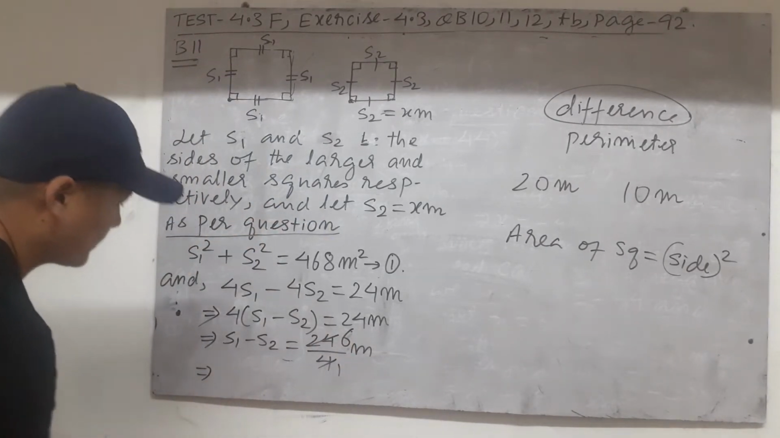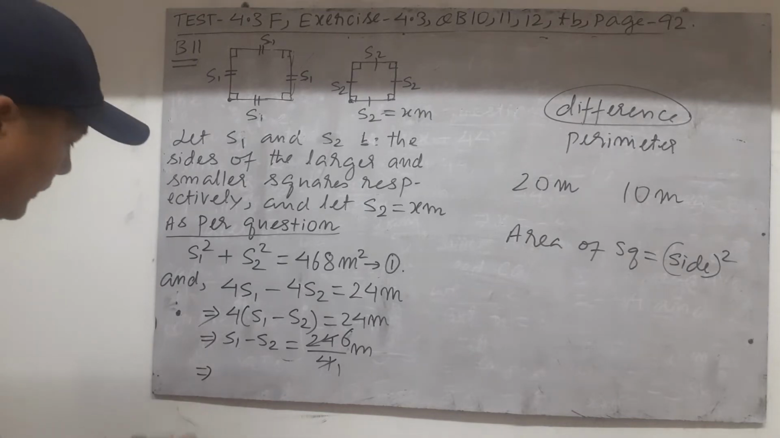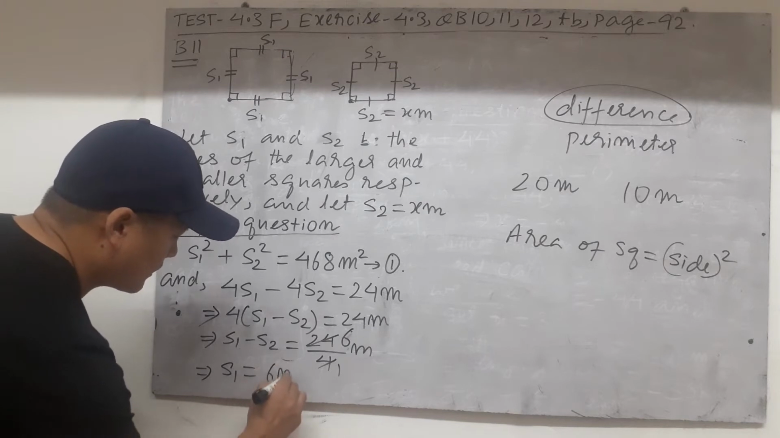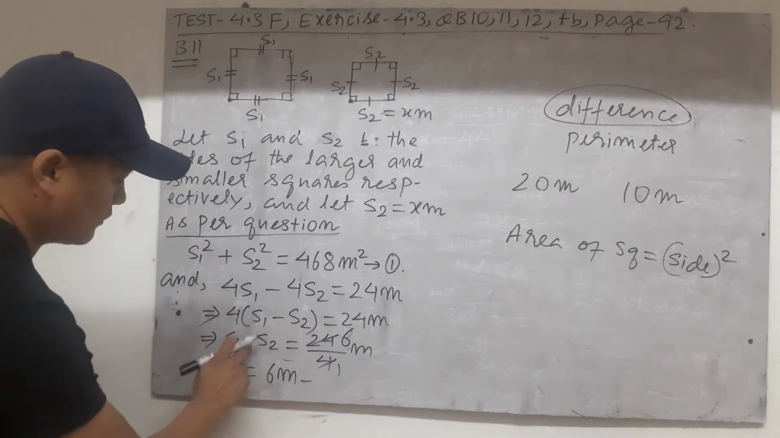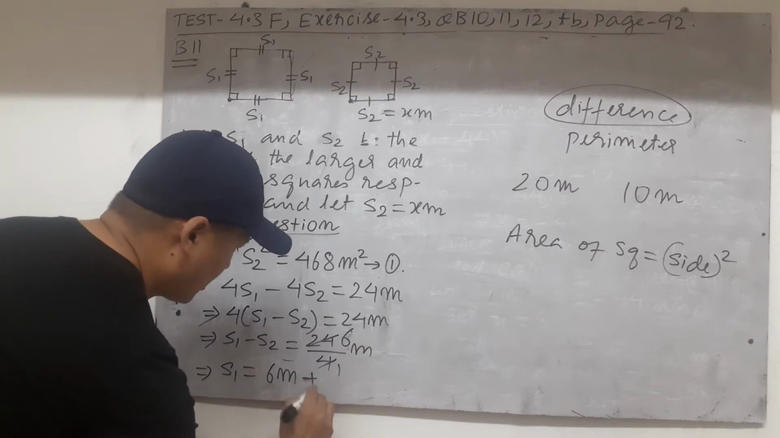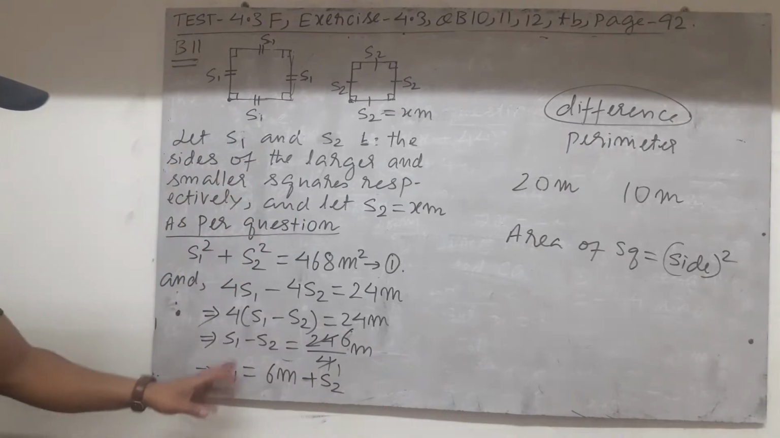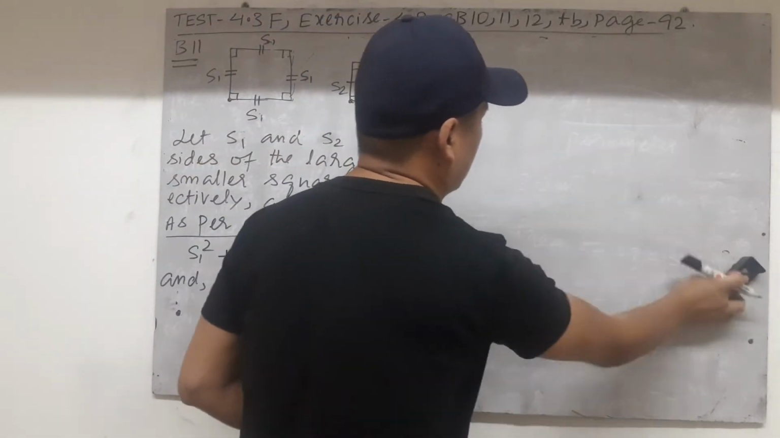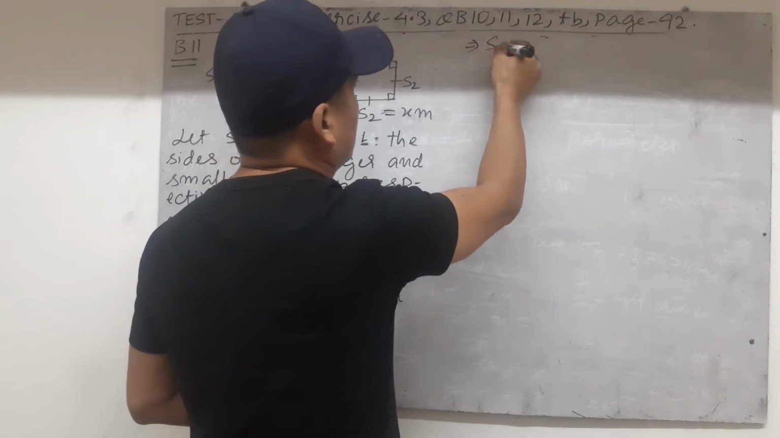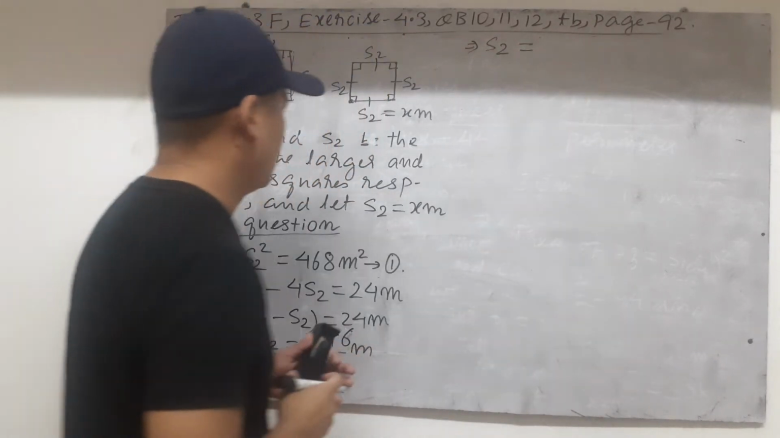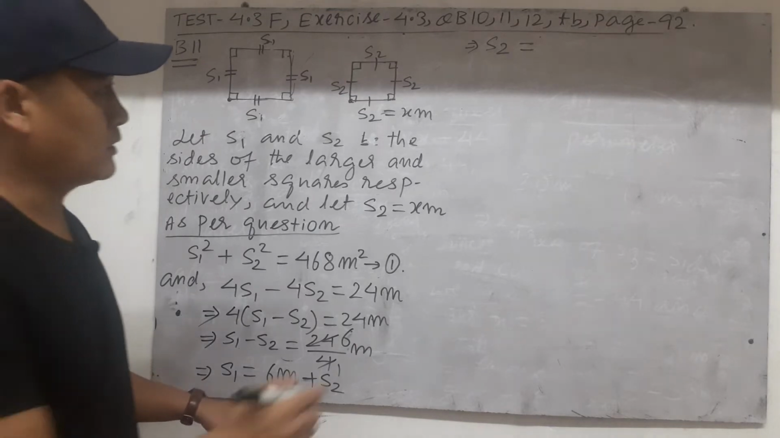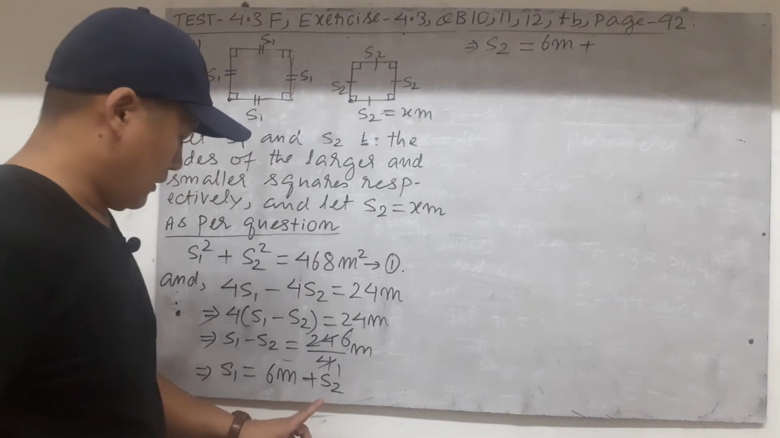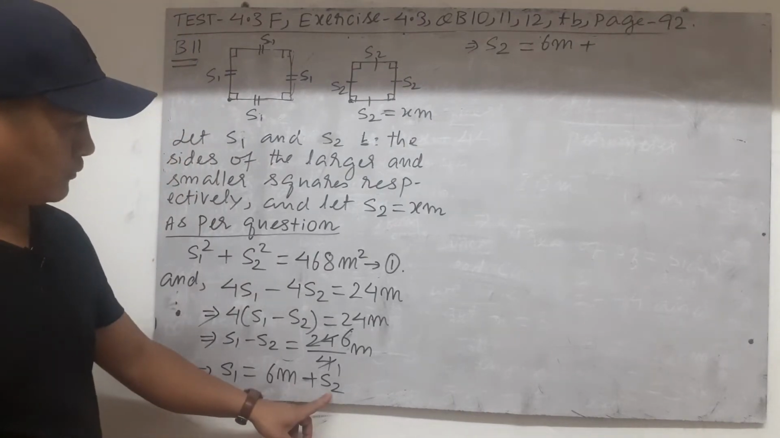So next here, if you wrote s1, then that will be equal to here 6 meter minus s2 go right side, then it becomes plus s2. Just listen carefully, okay, that's fine. Then next, they will give you, that implies s2, side of the smaller square, equal to 6 meter plus s1 is equal to 6 meter plus s2.